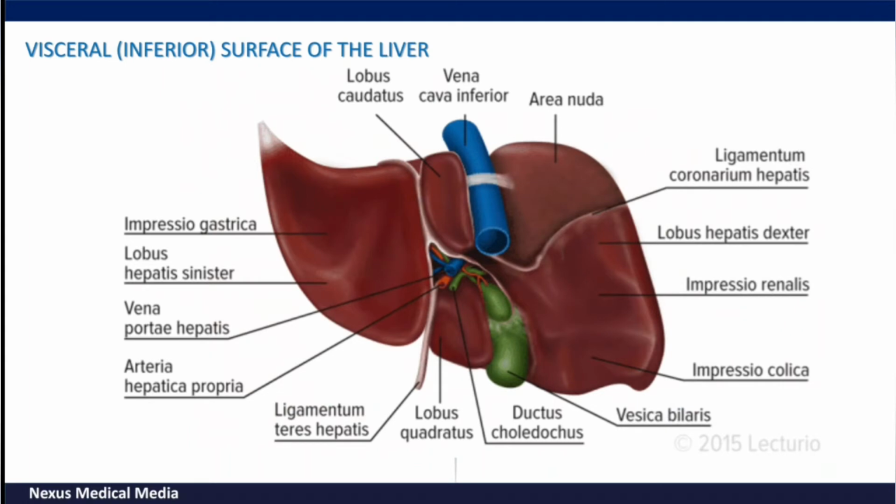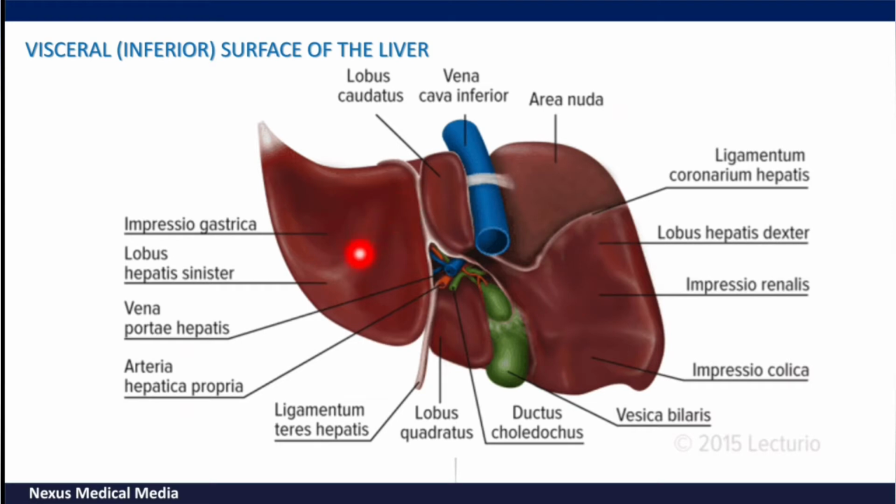This is the inferior surface or the visceral surface, right? On this surface, what's important is that you see the impressions, like how the other organs are related to this surface. So here you can see the impression formed by the stomach, impressio gastrica, right? And here you can see another impression, impressio colica, impressio renalis, right? So which kidney will be at this side? Tell me in the comment section, right?